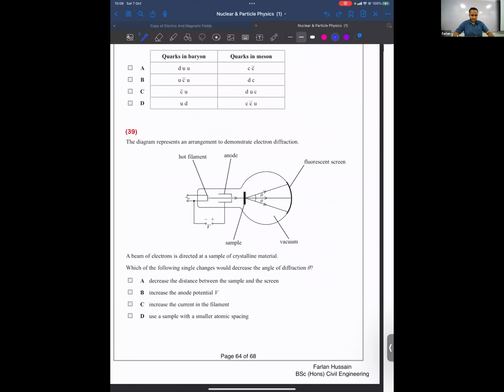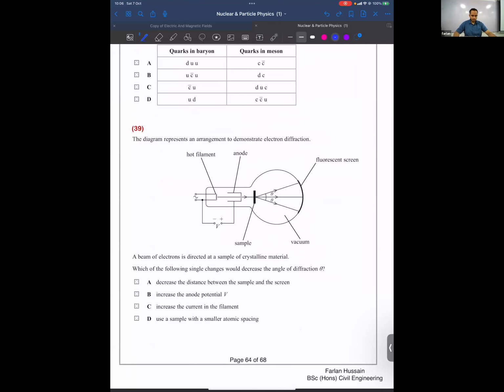The diagram represents an arrangement to demonstrate electron diffraction. A beam of electrons is directed at a sample of crystalline material. Which of the following single changes would decrease the angle of diffraction theta? Would decrease the angle of diffraction. Decrease the distance between the sample and the screen. So that will create a bigger angle, right, sir?